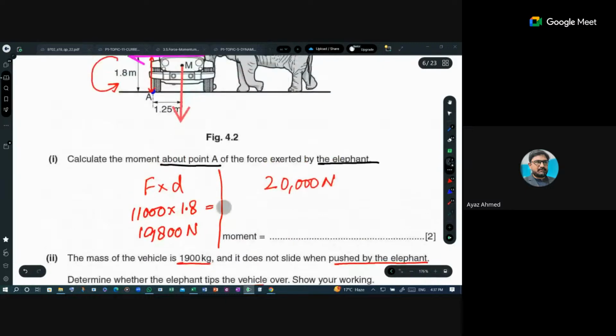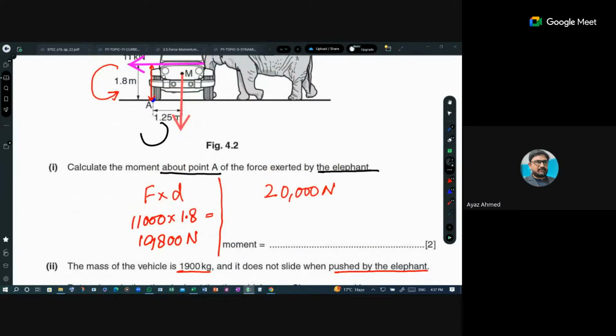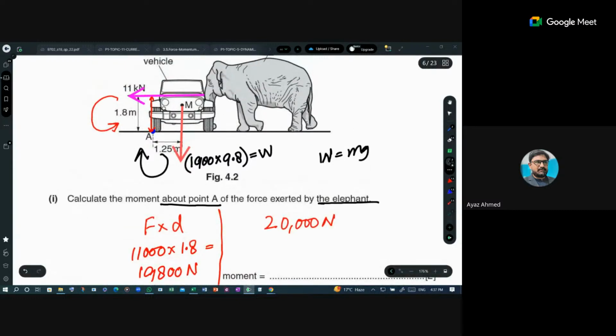If the moment of the weight is in this direction, so what is the mass of that? 1900 kg into 9.81 is basically the weight of that car, because weight is equal to m times g. So this is causing a clockwise moment, right? This moment is clockwise and this moment is anticlockwise.